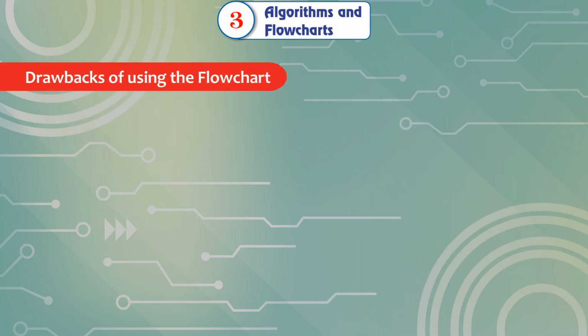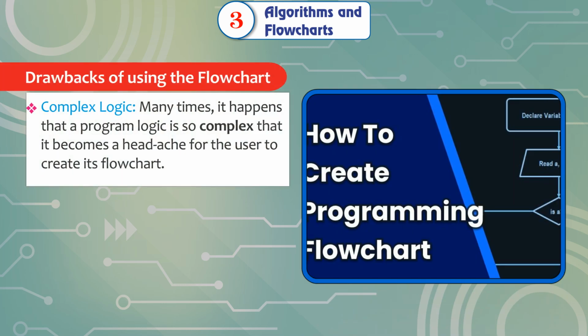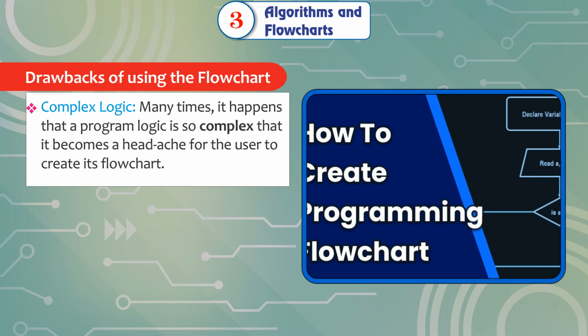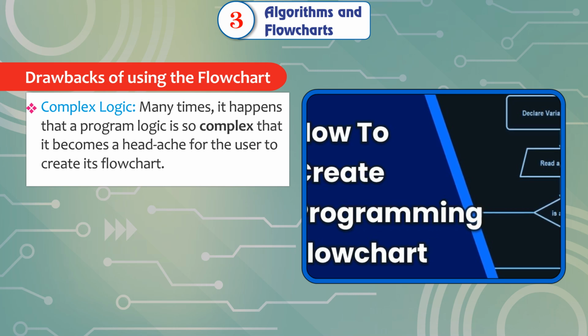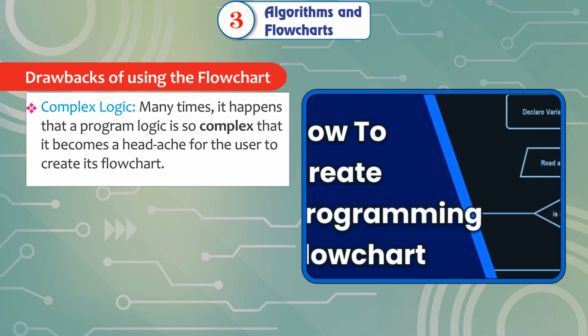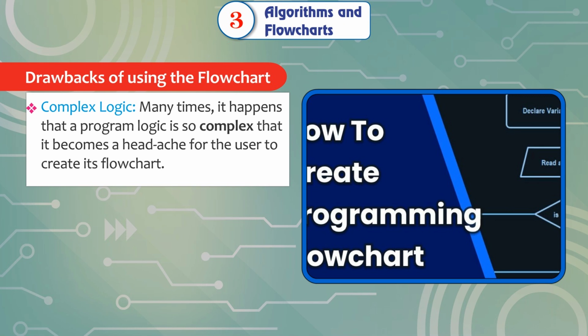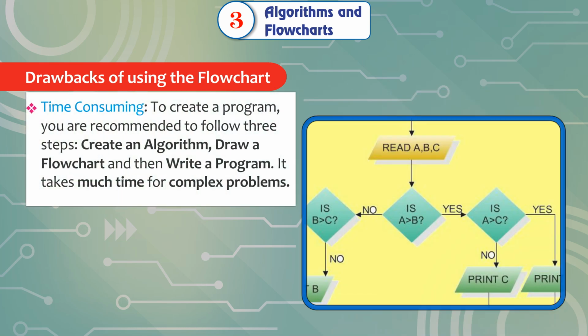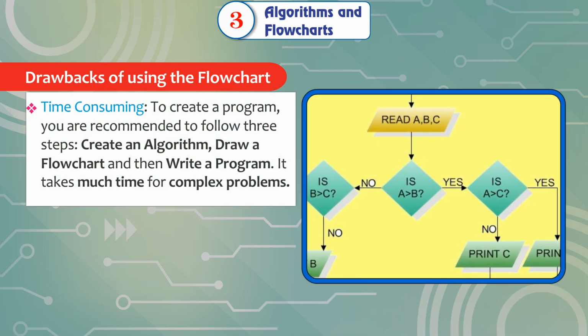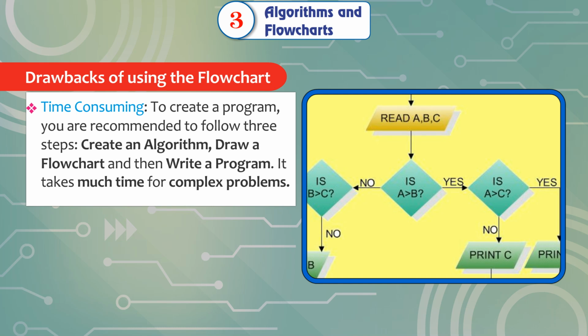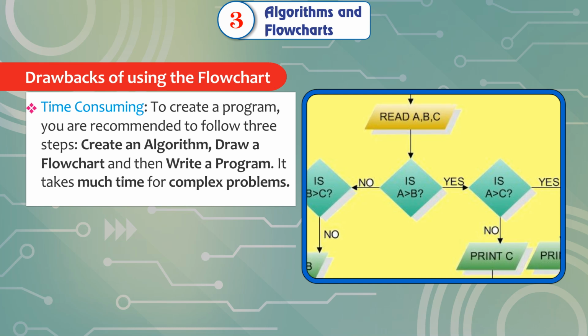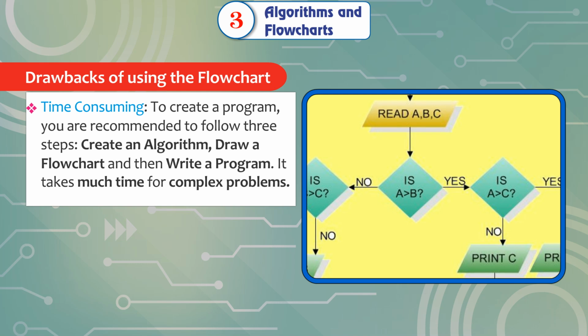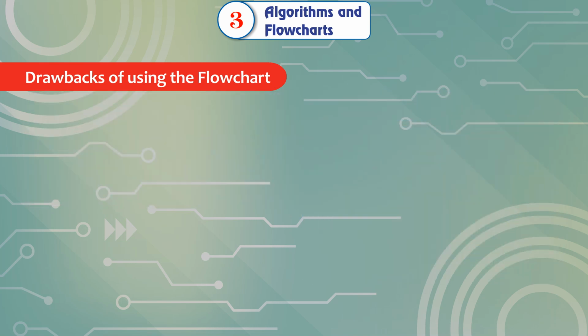Drawbacks of using a flowchart. Complex logic. Many times, a program logic is so complex that it becomes a headache for the user to create its flowchart. Time consuming. To create a program, you are recommended to follow 3 steps: create an algorithm, draw a flowchart, and then write a program. It takes much time for complex problems.